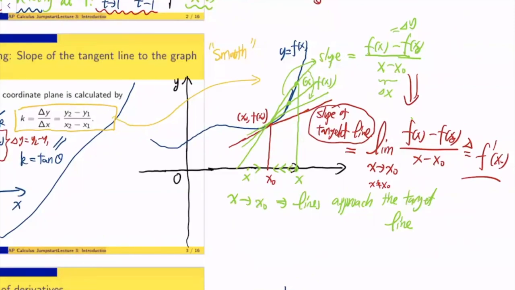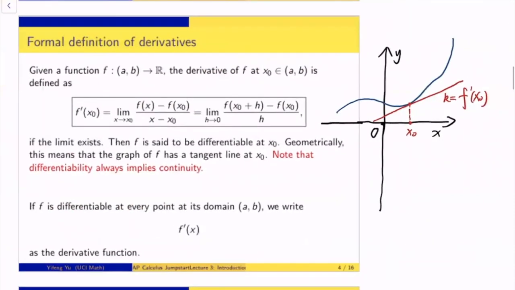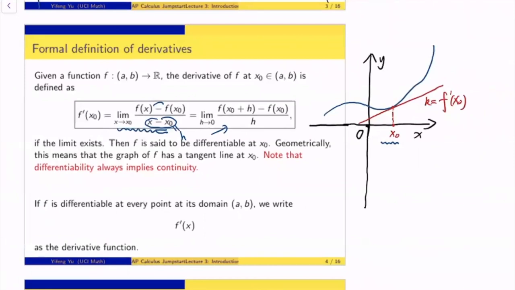So here is the formal definition of a derivative. Given a function, if I want to calculate the derivative at a point x zero, I look at the difference between the values divided by the difference between x. Of course, if I write this as h, then I can rewrite it in this form. They are equivalent. This is how we define derivatives. If this limit exists, we say the function is differentiable at the point x zero. And geometrically, this just means the tangent line.